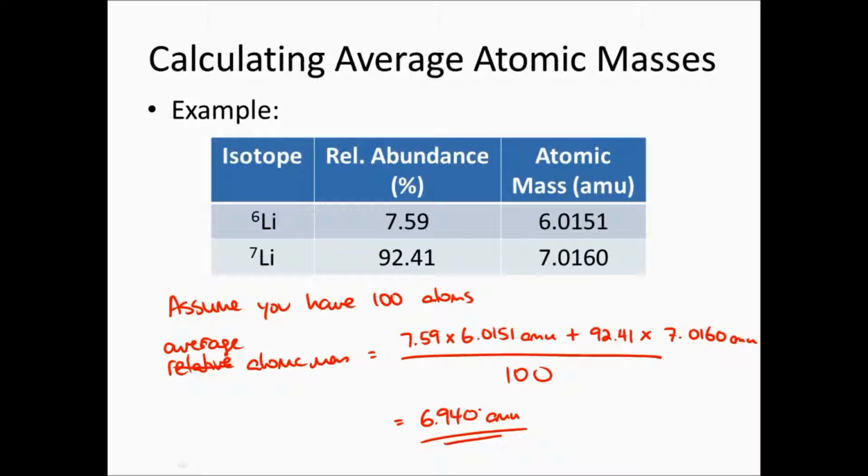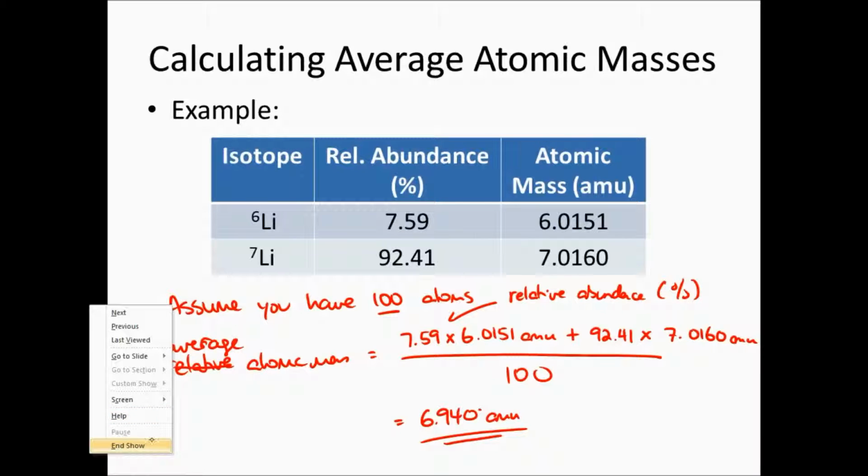So to recap, each time you assume you have 100 atoms, then your relative abundance as a percentage shows up here, and you multiply each by the atomic mass of that isotope, and you add it up together and divide through and get that.